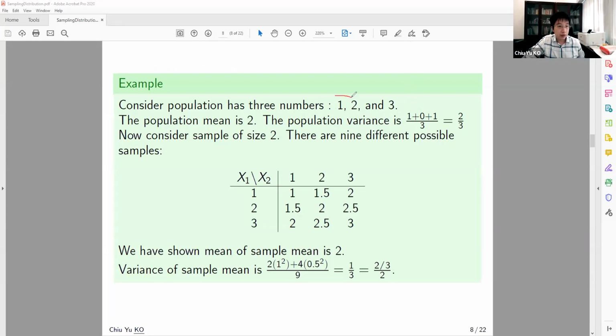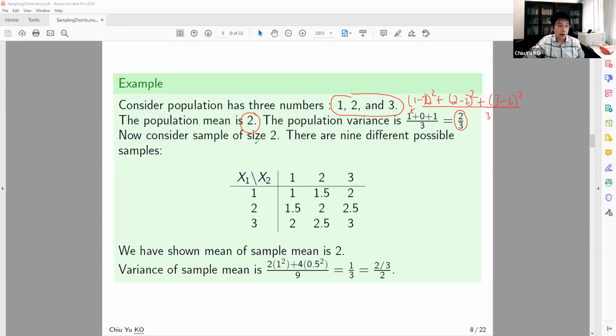So again, we have a population with three numbers, 1, 2, and 3. The population mean is 2 again, right? And we know the variance of this population will be: 1 minus 2 squared, plus 2 minus 2 squared, plus 3 minus 2 squared, divided by 3, because each one will be drawn with probability 1/3, right? And so that's why it's 2/3, okay?